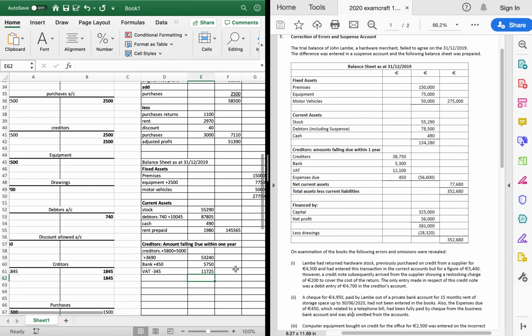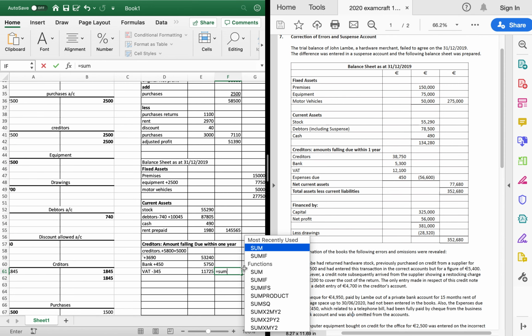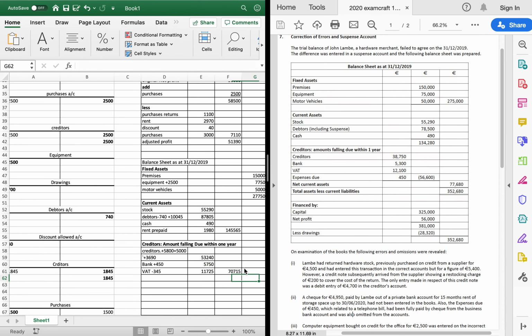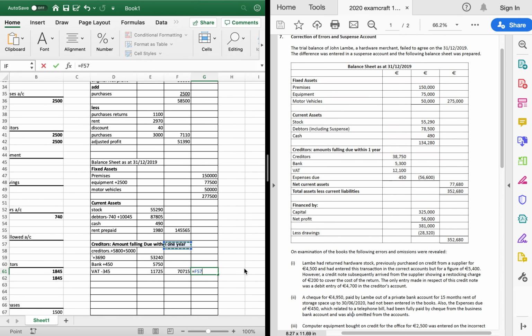I'm not going to bother writing that in because I know expenses due went to zero. So we'll add those together, take them away, and add your answer to your fixed assets. It's 352,350. 345 there, sorry. Okay, we'll come back to it.